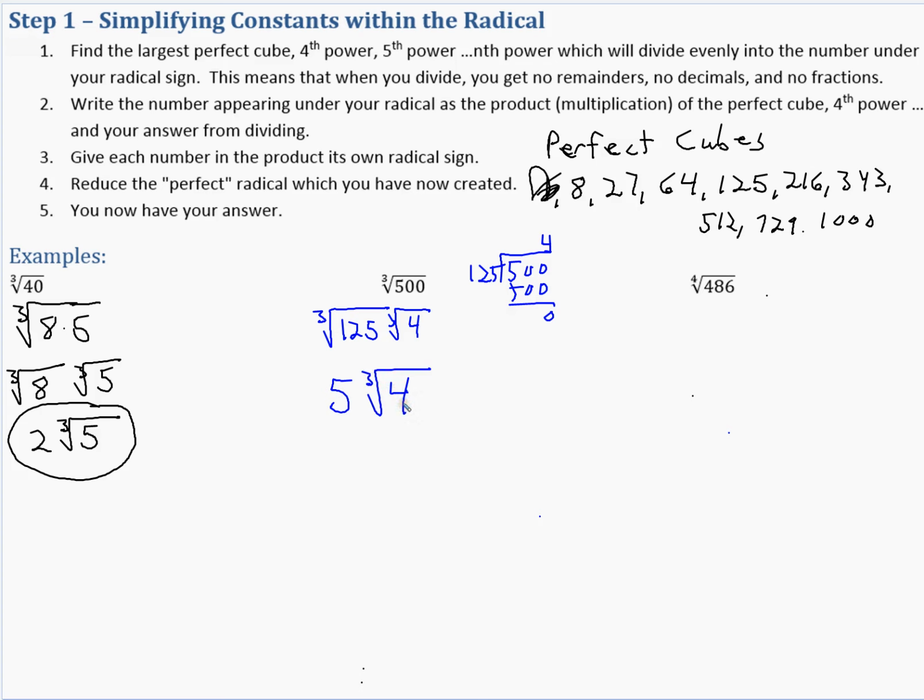Now we have to be careful. Some people want to be like, oh, I know the square root of 4 is 2. Well, this is not a square root, it's a cubed root. So there we don't have a whole number cube root of 4. So don't try to simplify this to 2 because it is not a square root, it's a cube root. So there's our answer for that one.